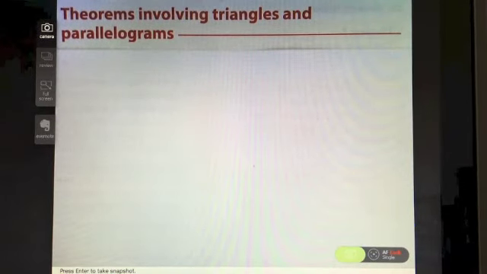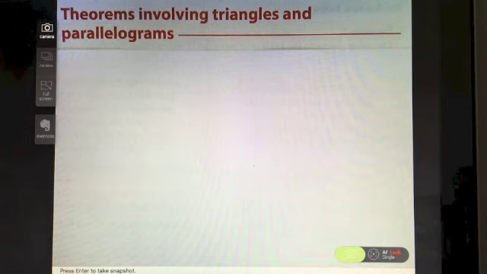So there are a number of theorems involving triangles and parallelograms that you need to be very familiar with at Leaving Cert Higher level. You only need to be able to prove three of them, which is the good news, and I do that in separate videos. But here we're just going to look at what these theorems are, basically the angle facts. You just need to be very familiar with the result of the theorem.